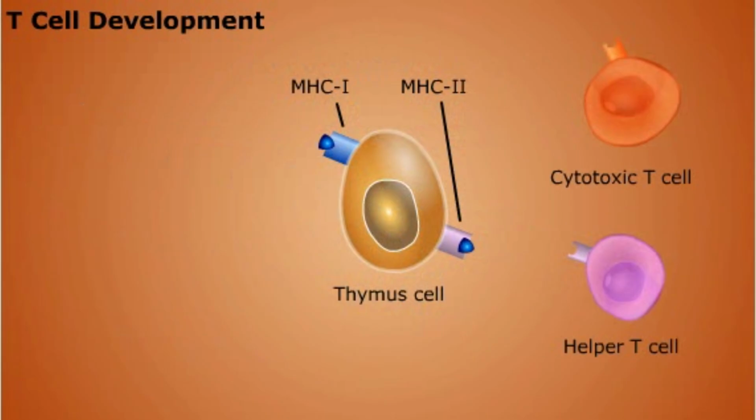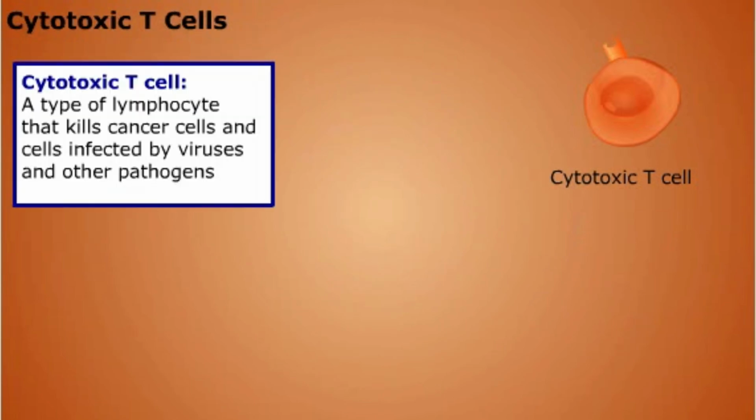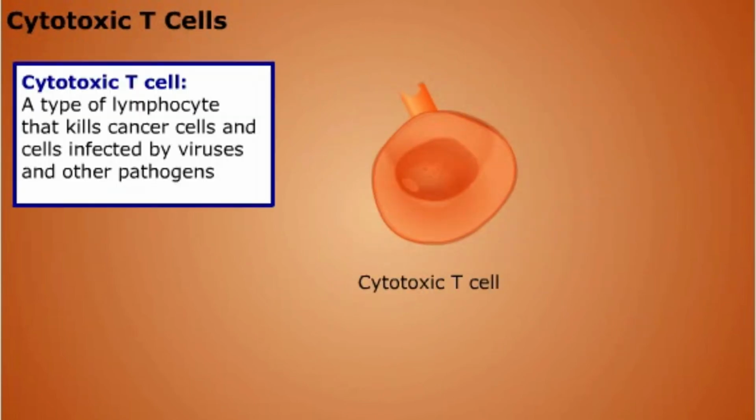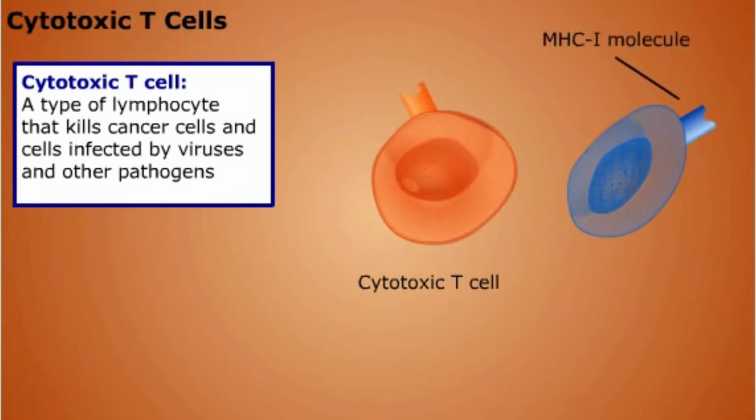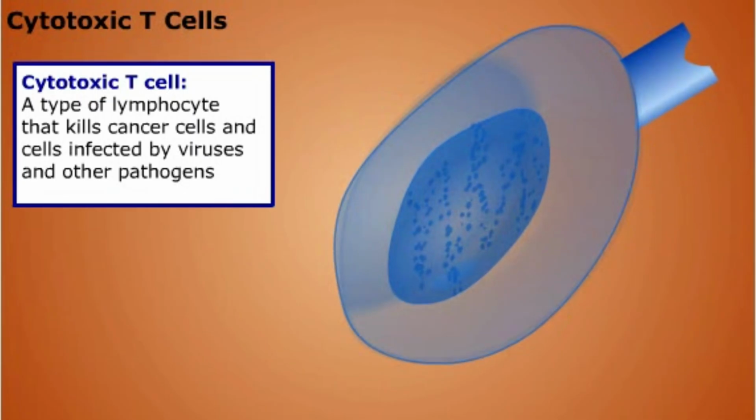Let's look at the roles of cytotoxic and helper T cells to see why each reacts to a specific MHC molecule. Cytotoxic T cells kill cancer cells and cells infected by viruses and other pathogens. Recall that all cells express MHC1 molecules on their surface. As a newly synthesized MHC1 molecule moves to the cell surface, it picks up a fragment of one of the proteins synthesized in the cell.